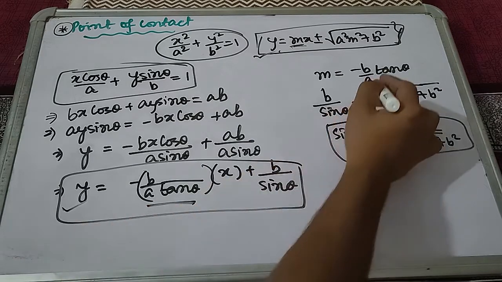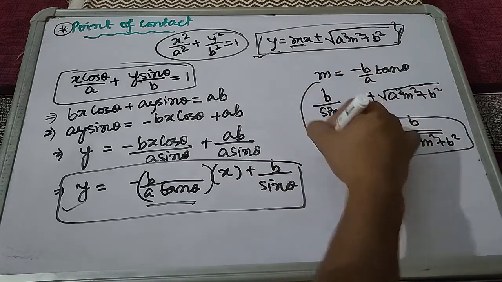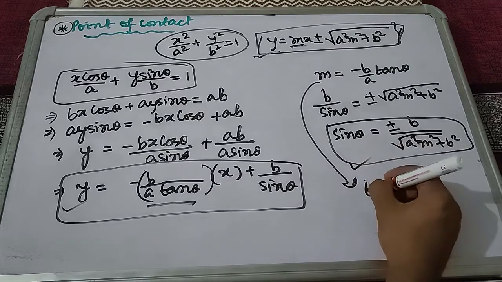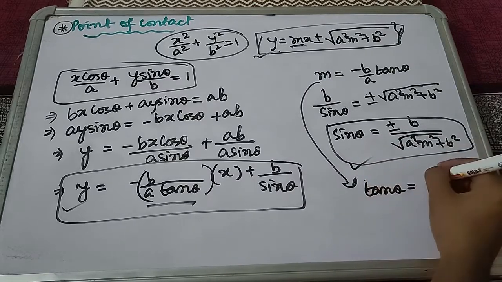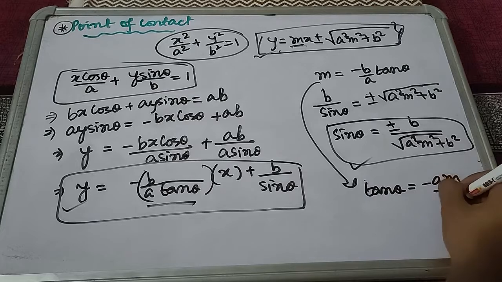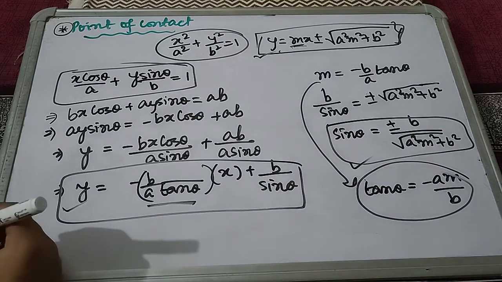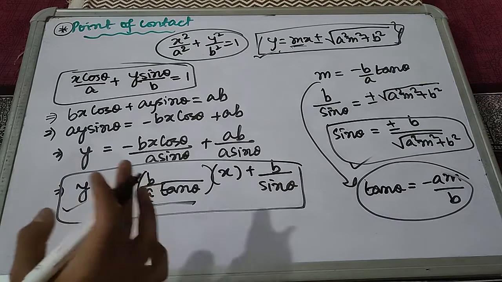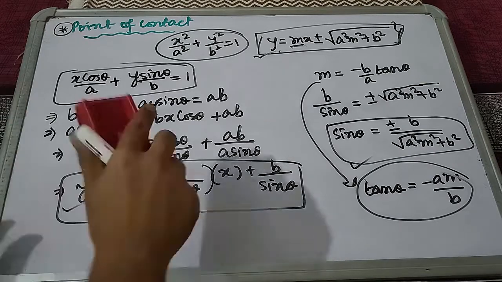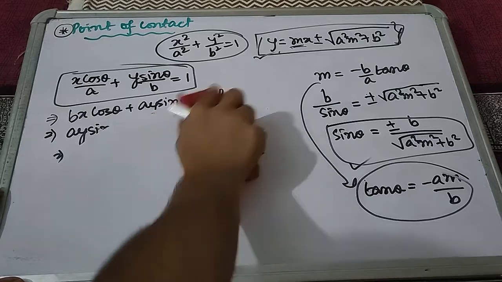From here what you can get is that tan theta equals minus am by b. So now let us do some more observation and some more calculation.